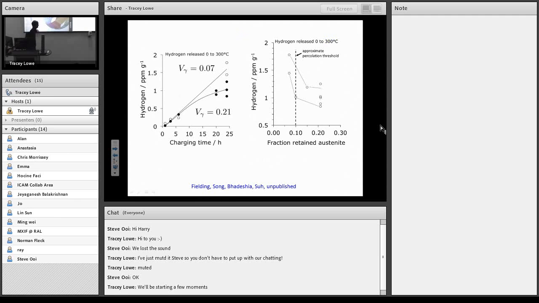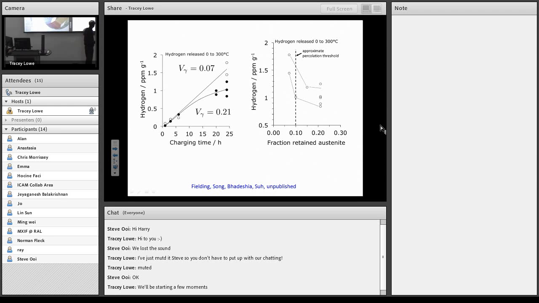Okay, then we controlled the amount of austenite, and if the percolation threshold for austenite is 0.1, that means if the retained austenite content is less than that, then the hydrogen has a free path through the ferrite, which is a fast diffuser. So this is a sample which has a fraction of austenite less than percolation, and here is higher than percolation. And you can see there is a significant difference. This continues to absorb hydrogen when we charge it. This levels off.